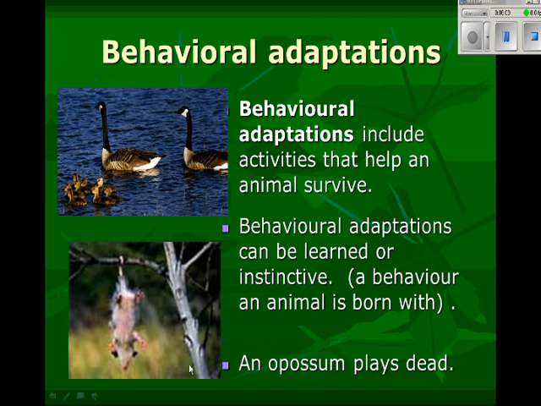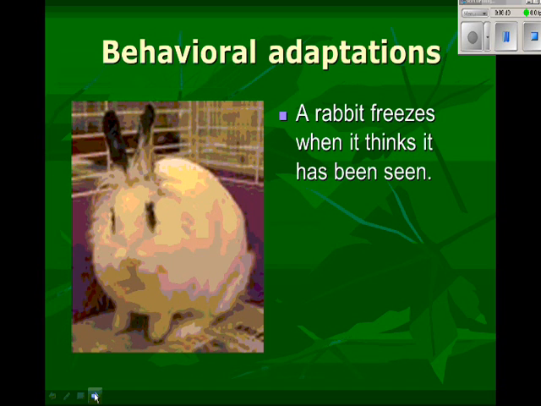Behavioral adaptations include activities that help an animal survive. Behavioral adaptations can be learned. They can be taught by the parents, or they could be instinctive, meaning an animal is born with it. An opossum plays dead. He hangs upside down, closes his eyes, and sticks out his tongue if he thinks he's going to be eaten by a predator. It's an adaptation he has learned. If you own a rabbit, you know a rabbit will freeze when they think they've been seen.